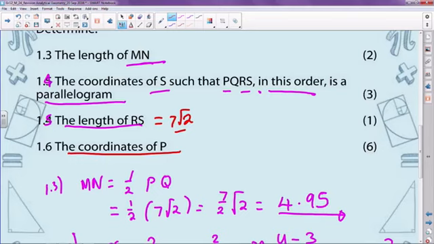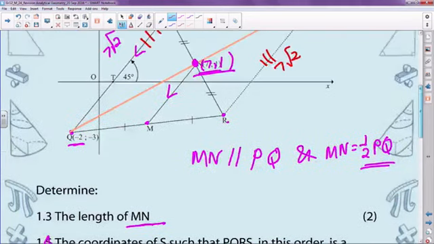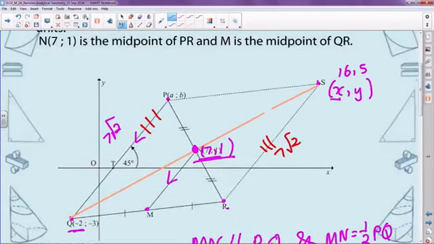Now, this one is a little bit longer. You're asked to find the coordinates of P. Now, when we locate P on the diagram, have a look at where P is sitting. P is at that point, one of the vertices of your parallelogram. It has coordinates A, B. We don't know what the coordinates at R are. All we've got is the coordinates of S and the coordinates of Q.